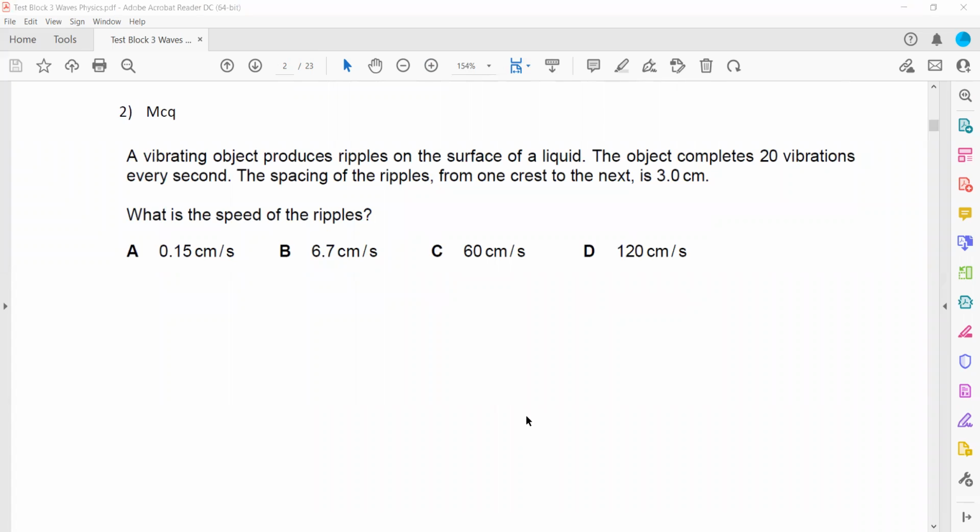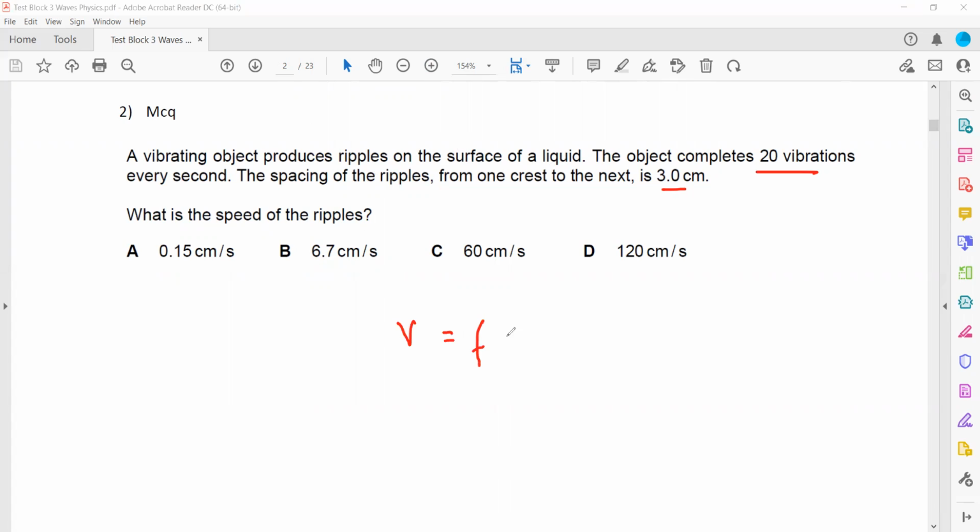Then, a vibrating object produces a ripple. The object completes 20 vibrations in every second. The spacing of a ripple from one crest to another is 3 centimeters. So wavelength is given. What is the speed of the wave? So how to find the speed?